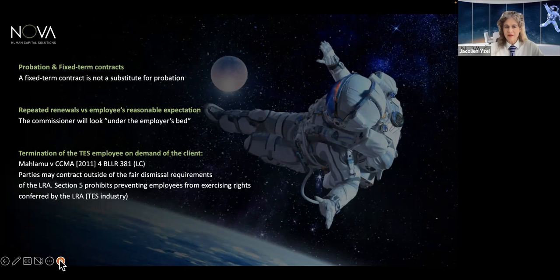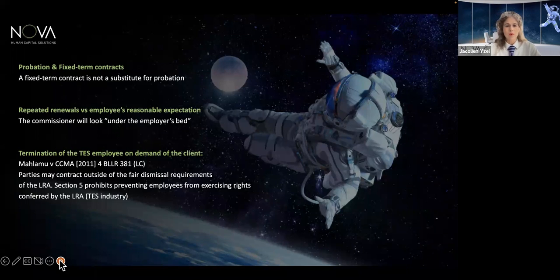So also another red flag, repeated renewals versus the reasonable expectation. I'm going to elaborate a bit more on the reasonable expectation because that's a big pitfall. The commissioner will dive under the employer's bed, lift up the bedding and ask a couple of questions to say, but if this is a job that you're always going to need someone in this position, why are you not giving this person job security? Why do you keep renewing this fixed term? You always need an electrician or you always need a driver. You cannot keep renewing this contract. That is a big pitfall.